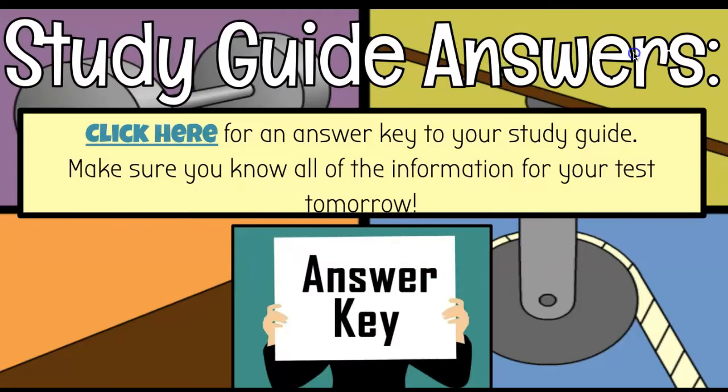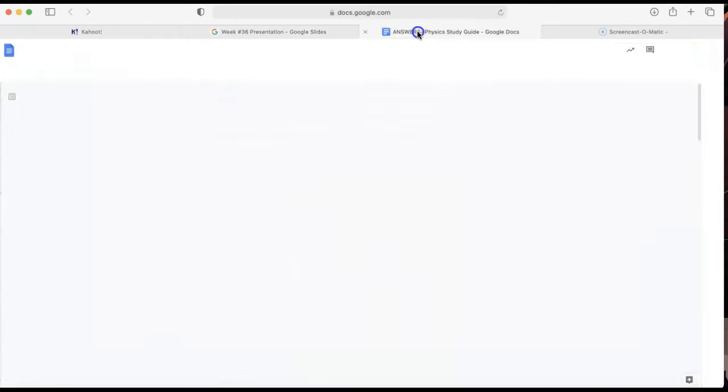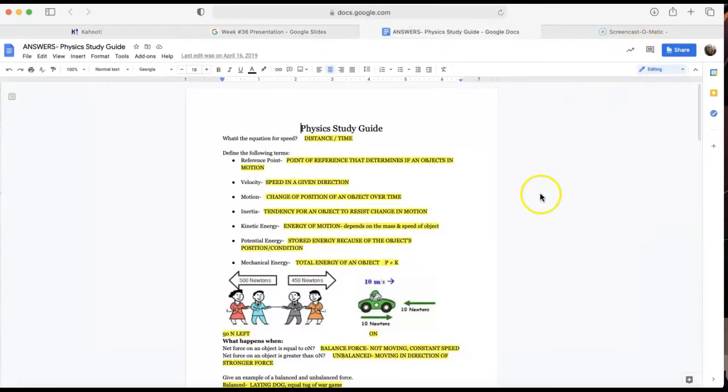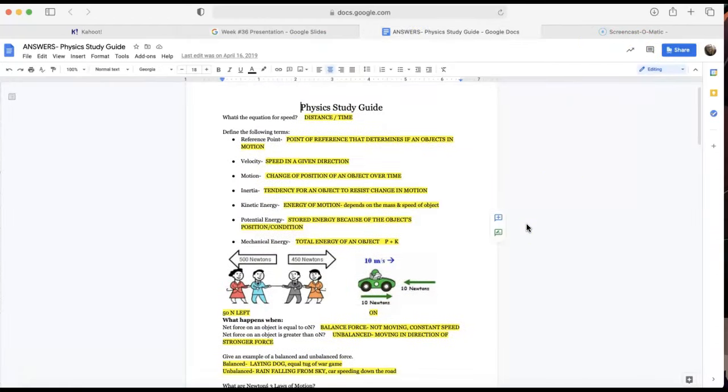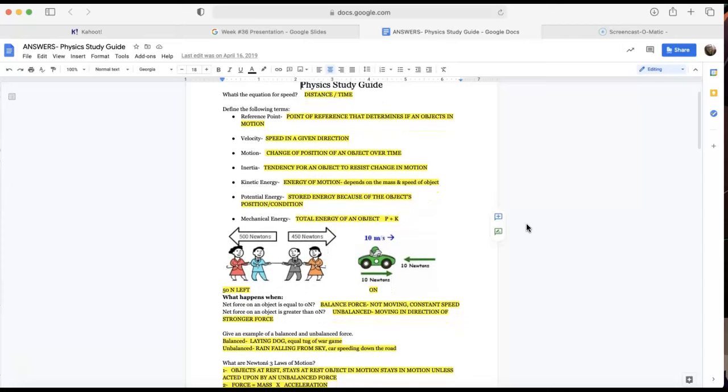You'll notice that you have a link right here, which is the link to the answer key for your study guide. So make sure you click on that and you become familiar with the answers. You'll see here, this is the answer key to your physics study guide.